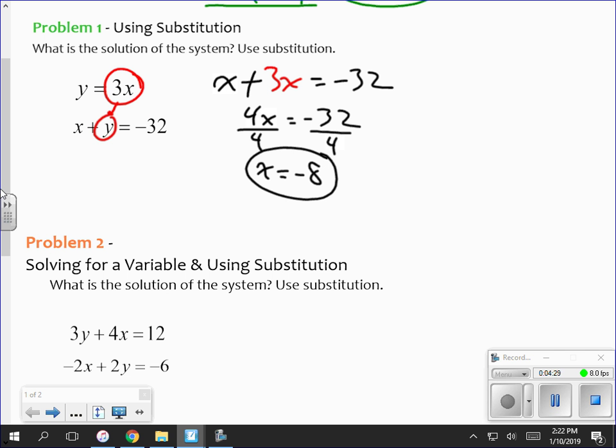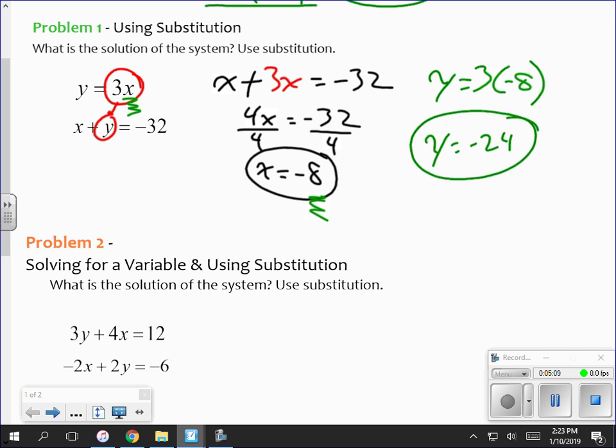How many answers did I say I needed to have? 2. I have 2 variables. I have x and I have y. I know what x is. X is what? X is negative 8. Now I need to figure out what y is. And I do the same thing I basically did in the first problem. Ooh, x is negative 8. I put negative 8 into here. X is negative 8. I take the x in this one and replace it with negative 8. Y equals 3 times negative 8, because y equals 3 times x. I put negative 8 in for x. Y equals negative 24.